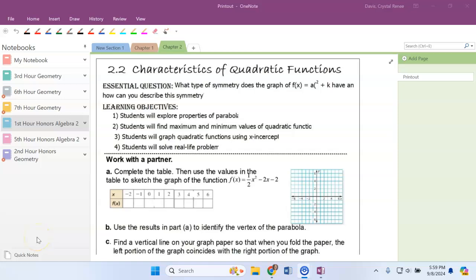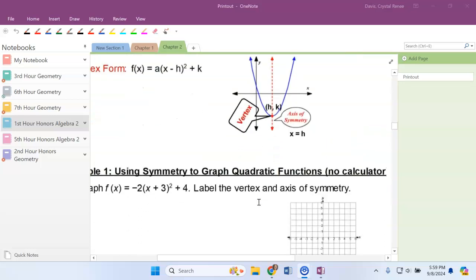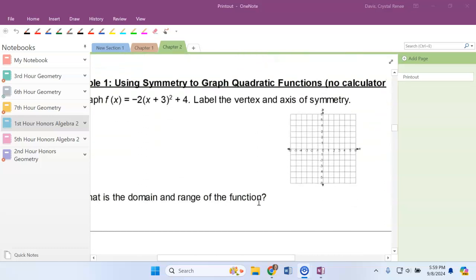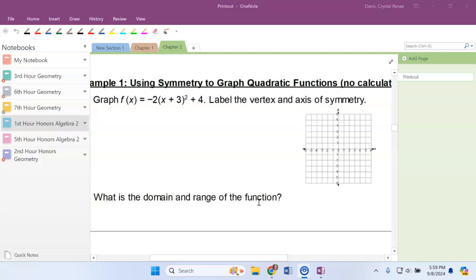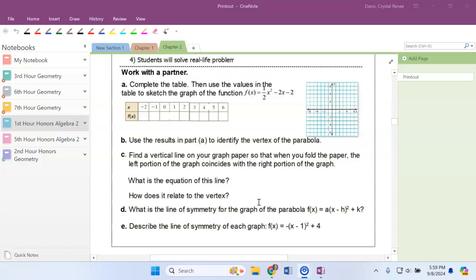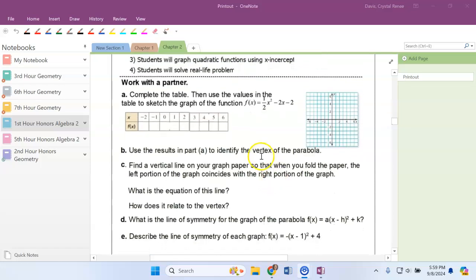Okay, so this is the video for section 22A, and in this section we're just going to rewrite some equations in vertex form. When we rewrite it in vertex form, it easily allows us to find the vertex of a function just by looking at it. Okay, so if we do this here, this is just our warm-up.